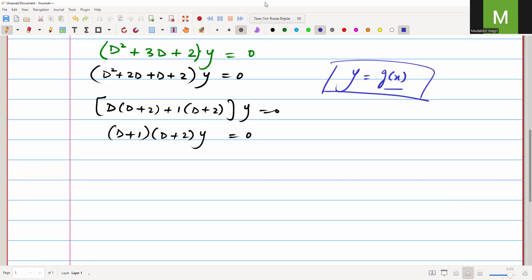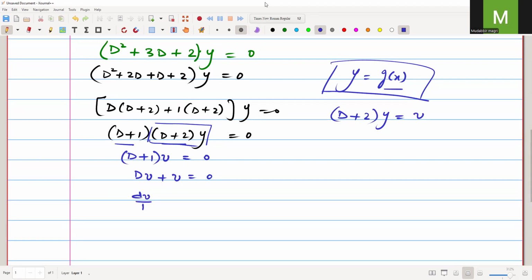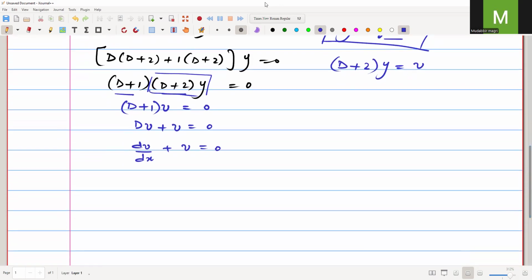An operator is applied on an operator which is applied on a function. Therefore we know that when this operator is applied on y, we will get some function. So we can assume D plus 2 operated on y equals v, therefore D plus 1 operated on v equals 0. Now this is dv by dx plus v equals 0, where v is a function of x, and we can see that this is a simple linear equation, homogeneous as well, with constant coefficients.